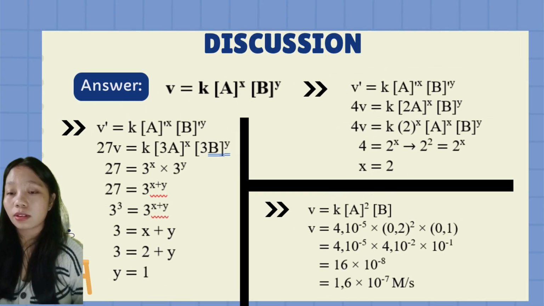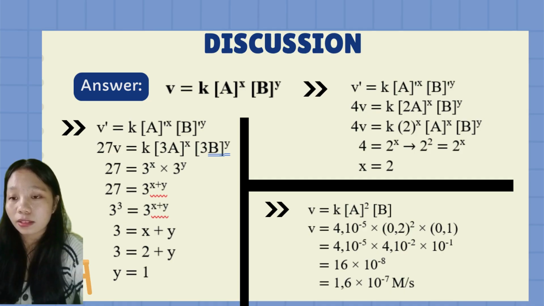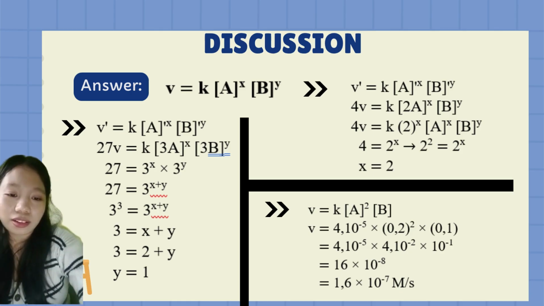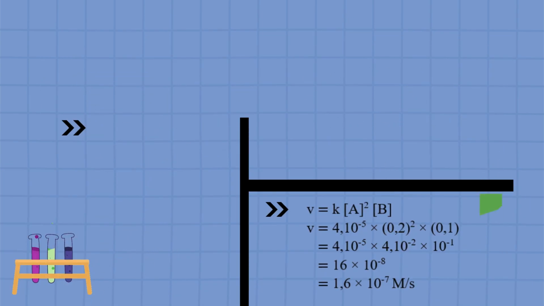Next, the rate equals K times concentration A squared times concentration B. The rate equals 4 times 10 to the power of -5 times 0.2 squared times 0.1, which equals 4 times 10 to the power of -5 times 4 times 10 to the power of -2 times 10 to the power of -1, which equals 16 times 10 to the power of -8. So the rate equals 1.6 times 10 to the power of -7 per second.